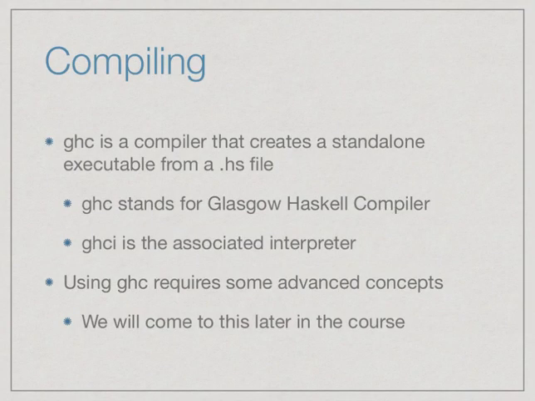Right? So this is an interpreter, but Haskell also comes with a full-fledged compiler. So GHC is a compiler that creates an executable file from a .hs file. So GHC stands for the Glasgow Haskell Compiler, and GHCI is the associated interpreter, which is the one that we have seen. Now, unfortunately, we cannot use GHC directly on the Haskell functions that we have been writing. We need some more advanced concepts, which we will see as we go along. So at some point, we will start compiling our code, but for the moment, we will just stick to GHCI, the interpreter.